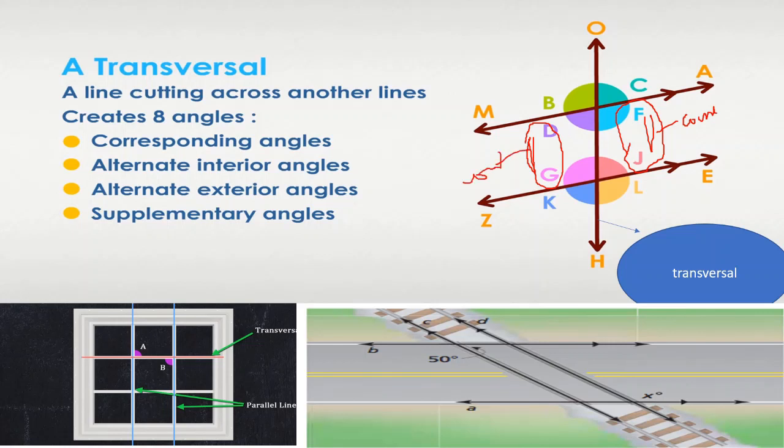If the sum of co-interior angles is 180, then the lines will become parallel. If the corresponding angles are equal, these two lines will become parallel. If the alternate interior and exterior angles are equal, then the lines will become parallel. They become parallel only if these conditions are satisfied.